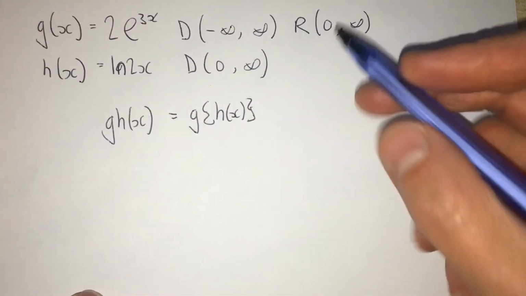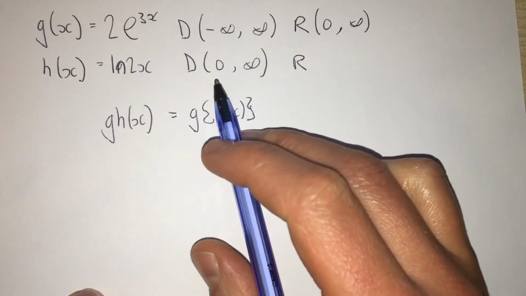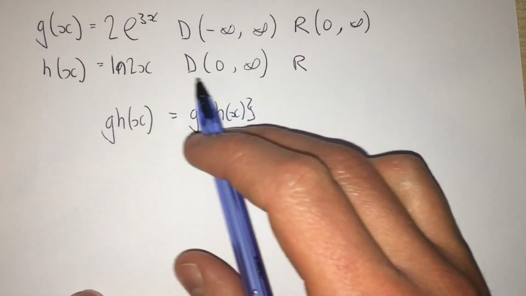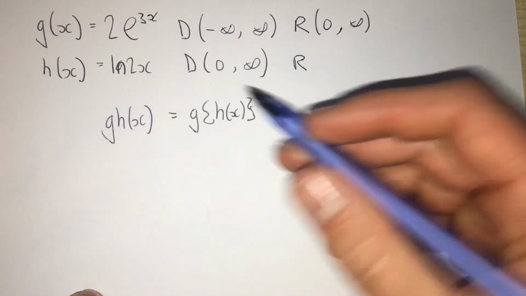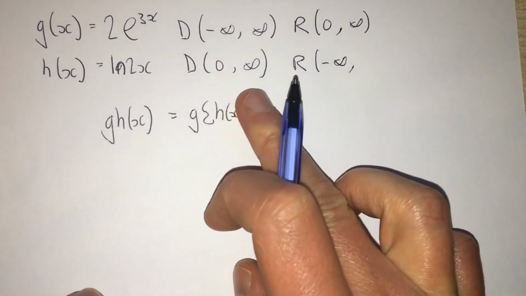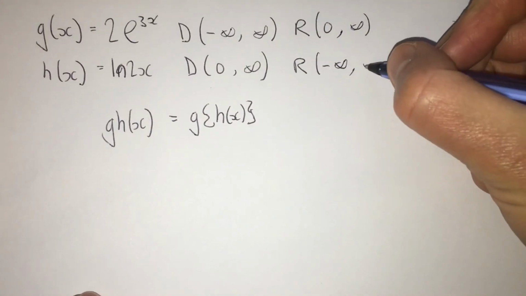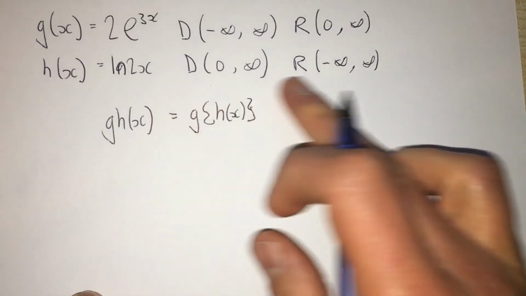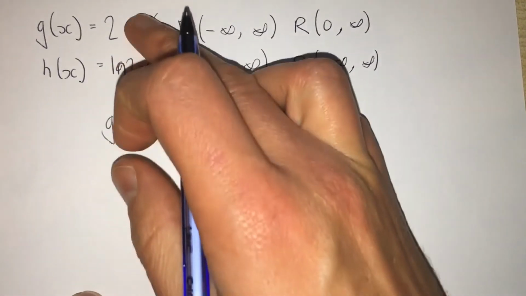Let's look at this one here. When you put 0 in, or a really small number for the ln of 2x, you get a large negative. And when you put a large number in, you get a large number out. So we've got the corresponding ranges and domains for each function.